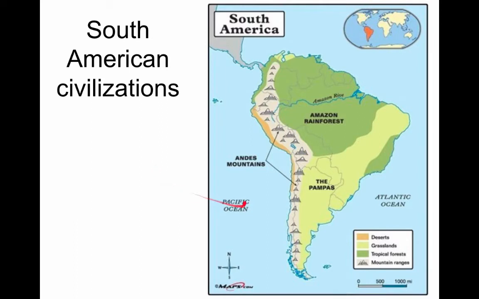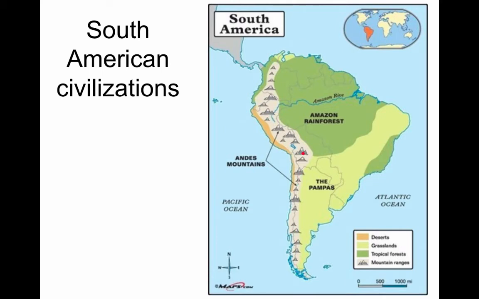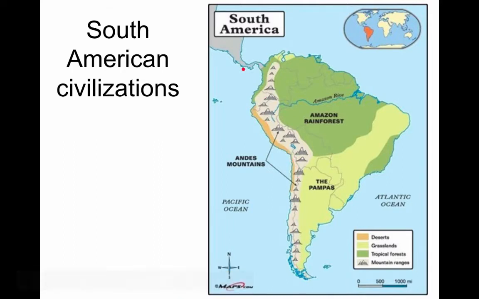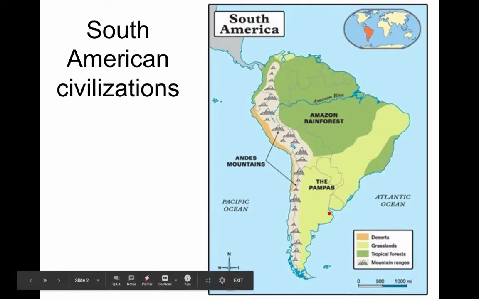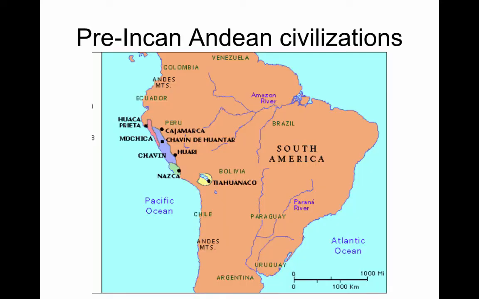For South America, we'll be focusing on what are called the Andean civilizations, called such because they reside in the main geographic feature in this part of South America, which are the Andes Mountains, a very long mountain range that goes all the way up and down the west coast. I do want to make you aware that there are civilizations and people who live in the Amazon and in parts of what are called the Pampas. But in terms of the large-scale civilizations, they are found in the Andes Mountains. So that's what we'll focus on today.